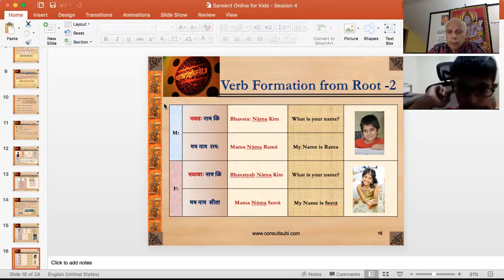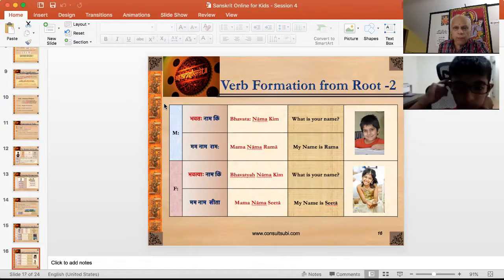Supposing it's a girl, you can't say Bhavataha Namakim, even though in English you say, what is your name? Here it becomes Bhavatyaha Namakim. What is your name? And she can answer, Mama Nama Sita. You see, Bhavataha, Bhavatyaha. Bhavataha is used in masculine gender. Bhavatyaha is used in feminine gender.